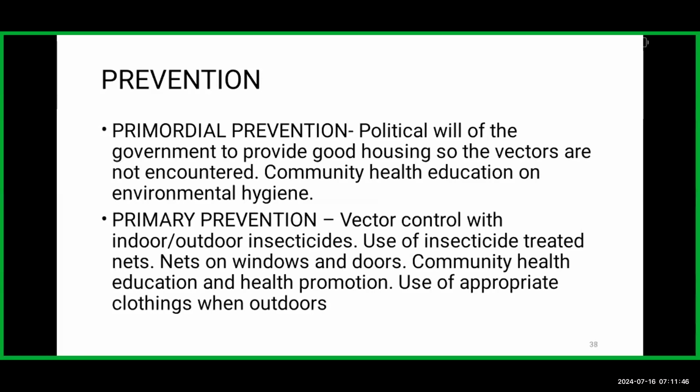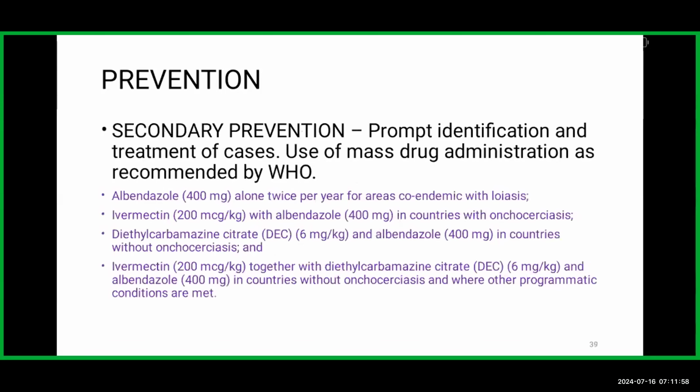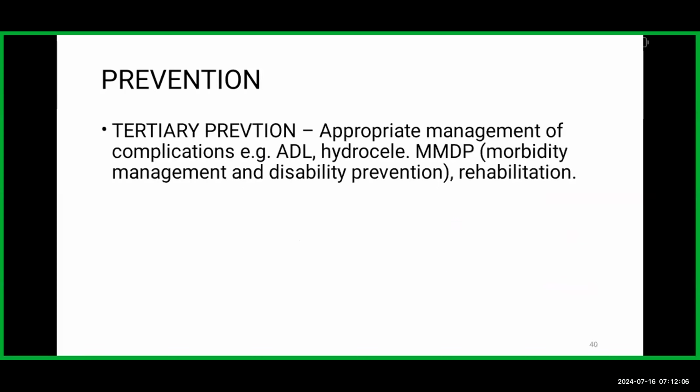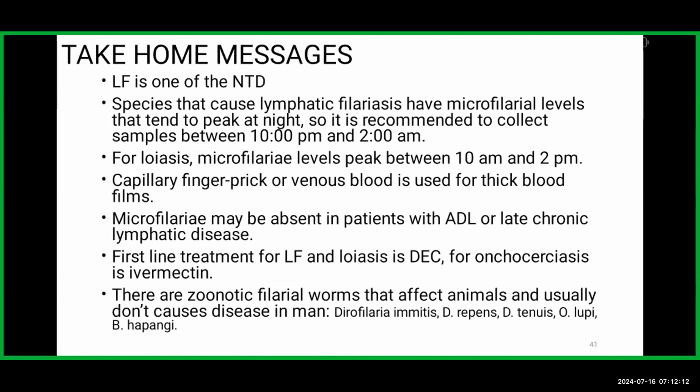So for prevention, it's good to have community education and a good housing environment to avoid the presence of the vectors, and to use vector control like insecticides and insecticide-treated nets. For secondary prevention, it's prompt identification and treatment of cases, and then use of the MDA, Mass Drug Administration, as recommended by WHO. For tertiary prevention, appropriate management of the complications is very necessary.